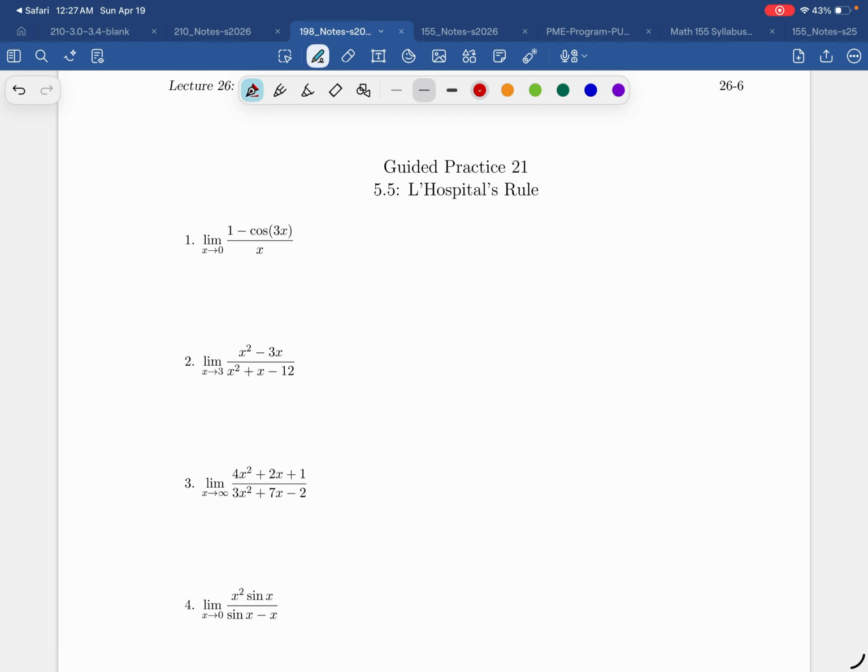Let's do some guided practice for section 5.5, L'Hopital's rule. I'll do the first three this video, and I'll do the second three in the next video.